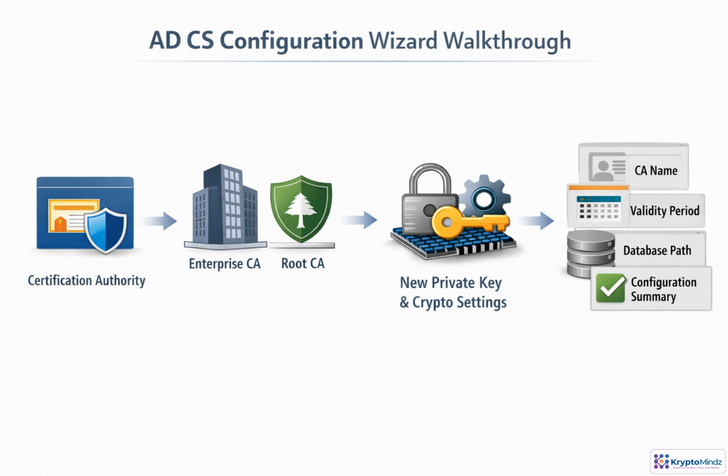Once the ADCS role is installed, the configuration wizard turns it into a functioning certificate authority. You enable the certification authority role service, then select Enterprise CA and Root CA, so this server becomes the top of your lab PKI. You generate a new private key, choose strong crypto such as RSA with SHA-256, and set an appropriate key length. Finally, you define the CA name, validity period, and database paths, review the summary, and commit the configuration.